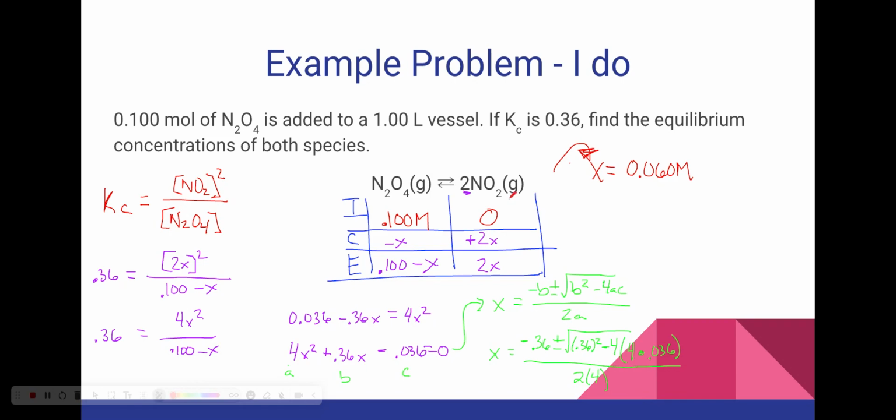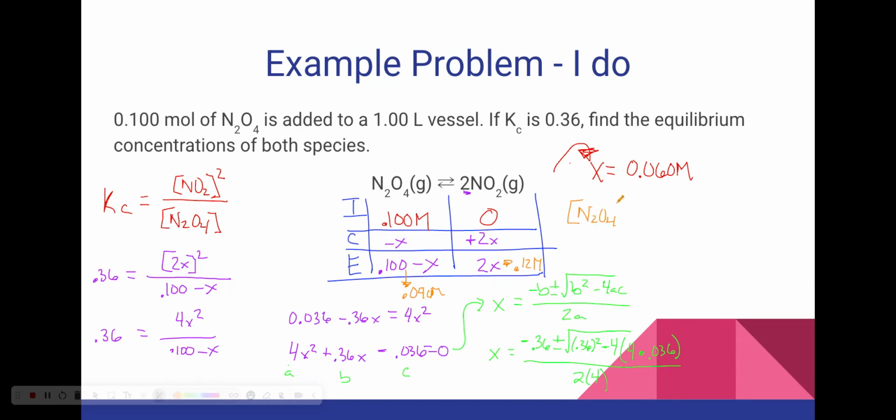Now, with that being said, this is the value of x. That is not our equilibrium concentrations. Make sure you remember that, guys. Again, the most common mistake is forgetting to go back here and plug x in for our equilibrium concentration. So our equilibrium concentration of NO2 is going to be 0.12 molar, and our equilibrium concentration of N2O4 is 0.04 molar.